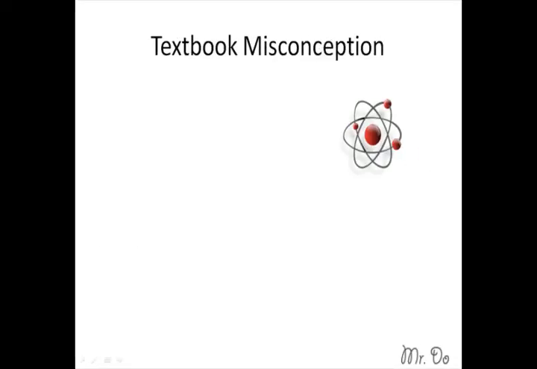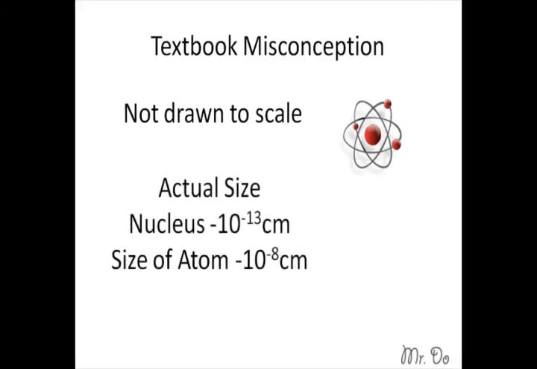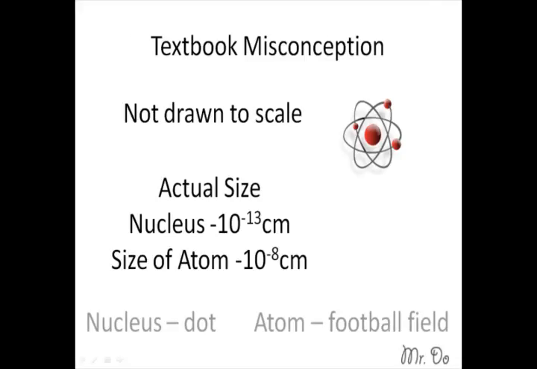Here are a few textbook misconceptions though. Atoms in the textbook are not drawn to scale. The actual size of a nucleus is about 10 to the negative 13 centimeter, and the size of the atom is 10 to the negative 8 centimeter. To put it into perspective, if the nucleus was the size of a dot, the atom would be the size of a football field.